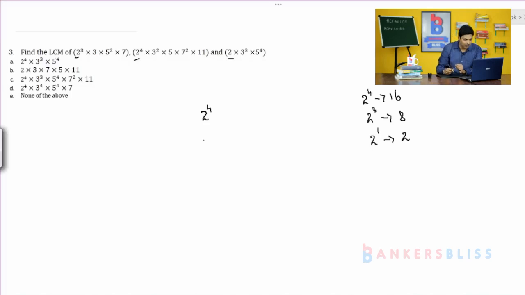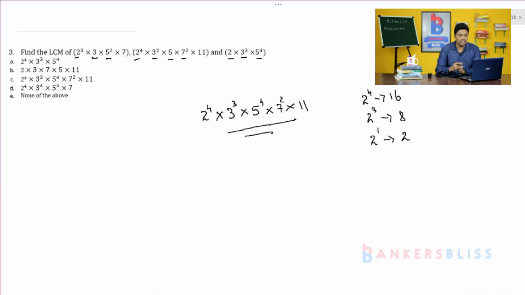So like that, the next number, 3 square, 3 cube, the highest number is 3 cube. Next, 5 square, 5 power 4, you consider 5 power 4. Next, 7 square, you consider 7 square. Next, 11. So 2 power 4, 3 cube, 5 power 4, 7 square into 11. So option C is the right answer.